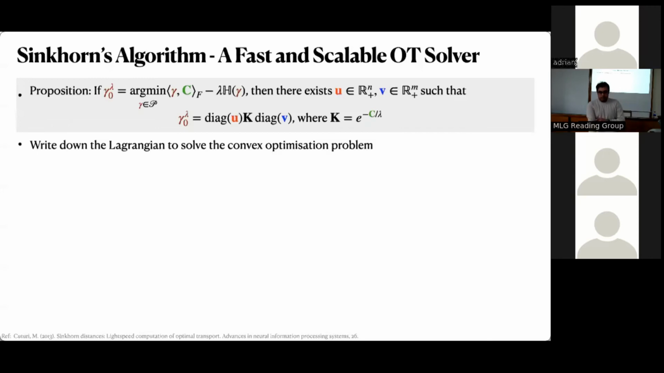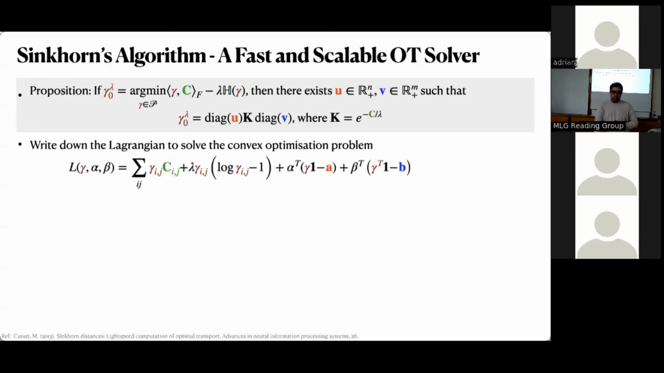This isn't that difficult to prove. You could basically write the convex optimization problem in terms of its Lagrangian. You have the inner product between the coupling and the cost function, plus the negative entropy term, plus the constraint that gamma marginalizes to A, plus the constraint that gamma marginalizes to B with respect to the other measure. Then you take the derivative of this with respect to gamma_ij and set it to 0. And this ends up with solutions of the form that look like this, which basically result in the proposition above. So that proposition isn't hard to prove.